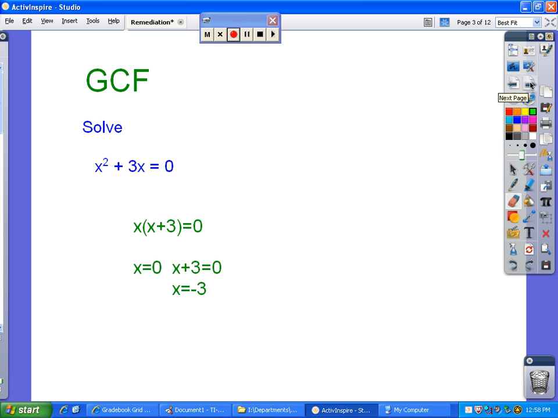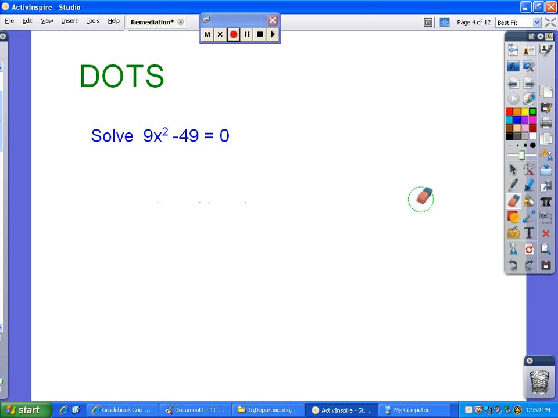Alright, type 2. Let's look at DOTS, difference of two squares. So in a problem like this, we have to have a difference, and both of the terms have to be perfect squares. So when you recognize this, it's going to be the following pattern. We're going to take the square root of the first term and the square root of the second term, and they're going to be conjugates. So that means we're going to have 3x plus 7 times 3x minus 7 equals 0.